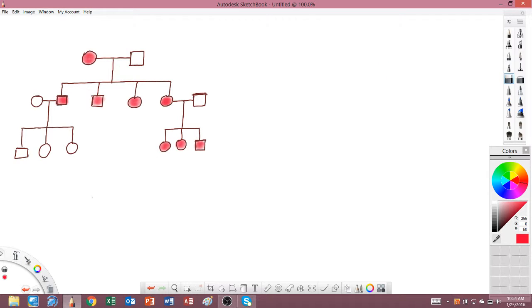Now, what do you think? Choice A, autosomal dominant. Anybody want choice B? Mitochondrial. Anybody want choice C? X-linked recessive.